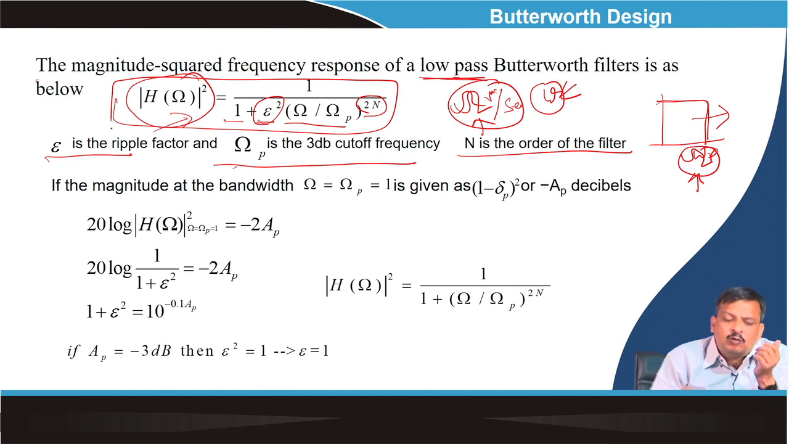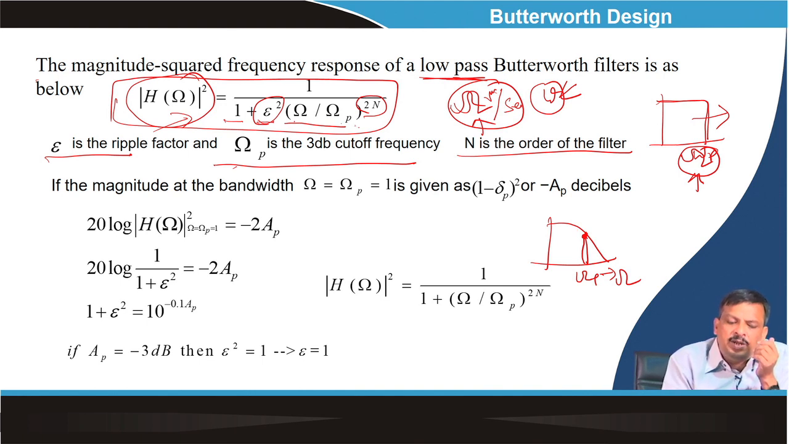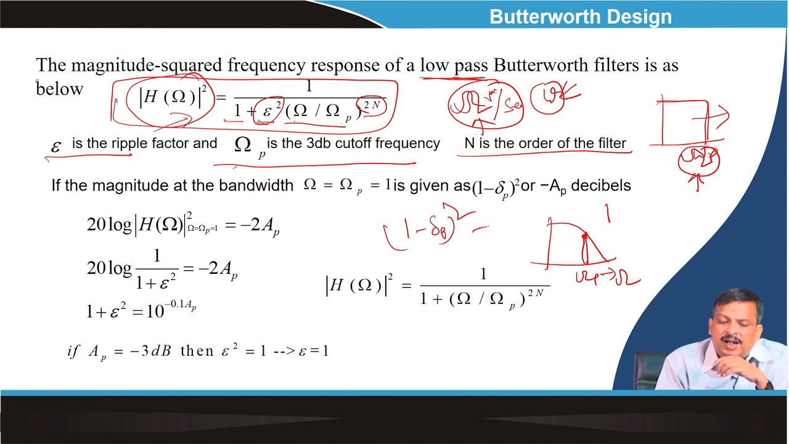Okay. Now, at omega equal to omega p, the filter looks like this. Let us say this is my 3 dB down, and this is my omega p, and this axis is omega. So at omega equal to omega p, omega by omega p is equal to 1, and that is nothing but (1 minus delta p) whole square, or I can say minus ap decibel. Delta p is the ripple in the passband.